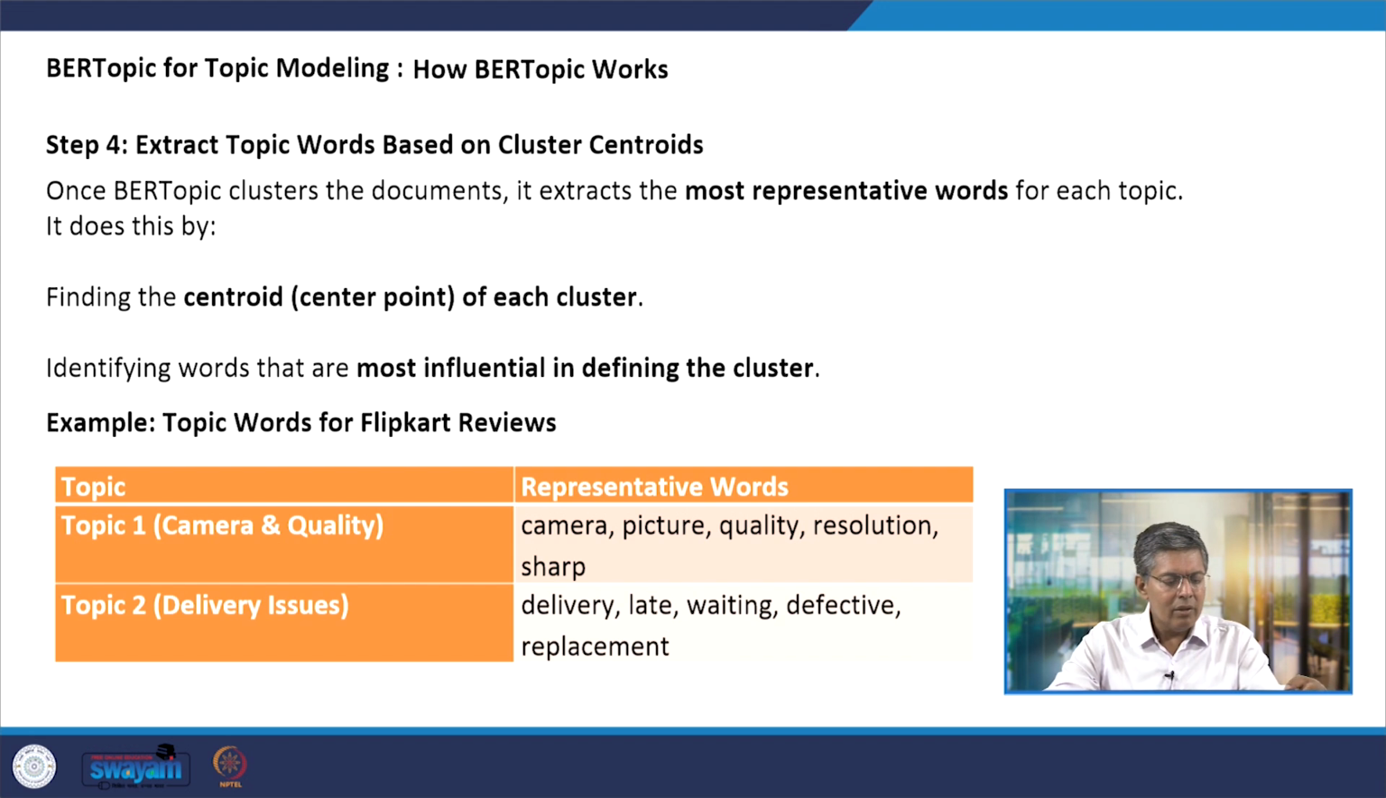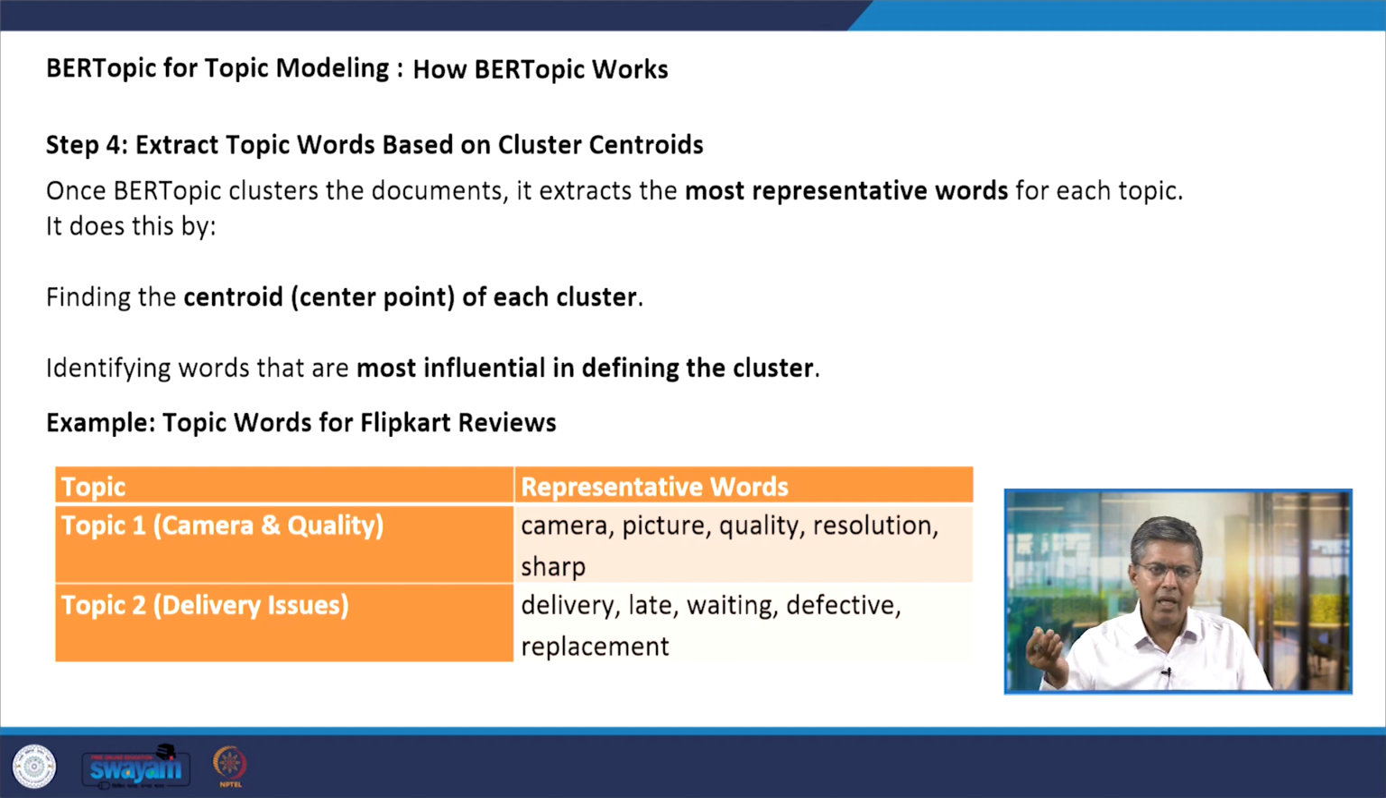which define that particular cluster. Okay. So, here for example, in topic 1 we are saying camera and quality, because the representative words are camera, picture, quality, resolution, sharp. Topic 2, delivery issues: delivery, late, waiting, defective, replacement. So, it extracts the topic words, and for that particular topic, suppose topic 1, what name should be given to that? So, how would you know?